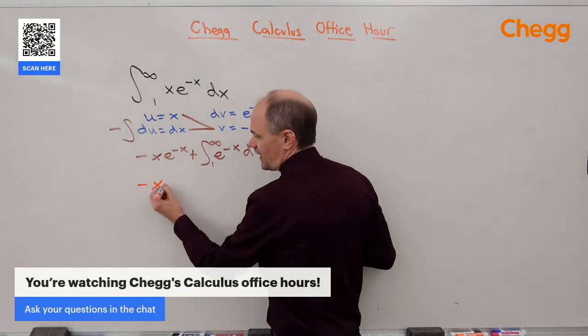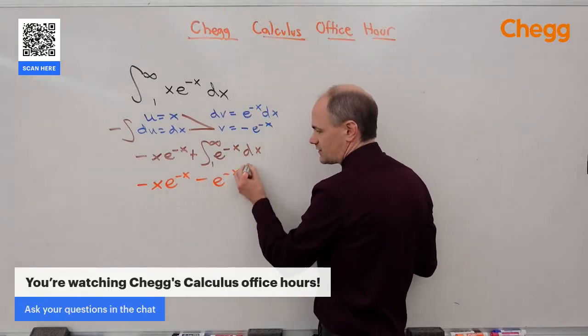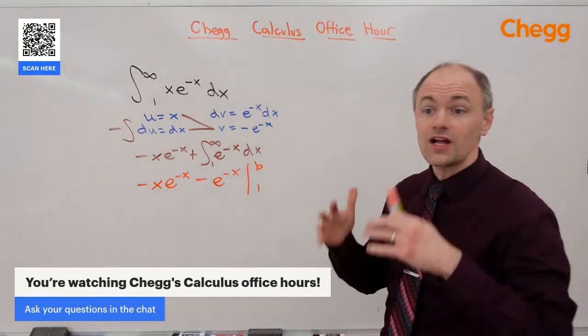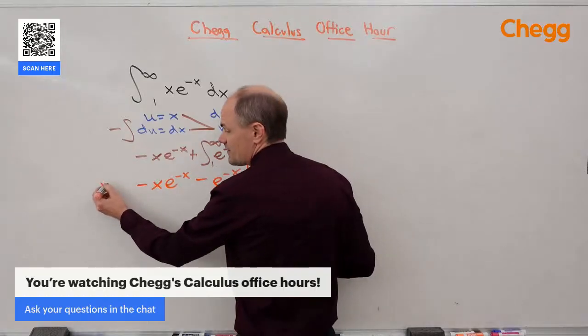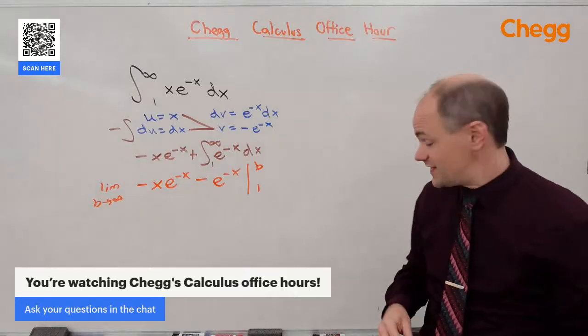So we've got negative x e to the negative x. This comes out to negative e to the negative x, and we're going to integrate that from 1 to, I'm going to call it b. The reason I'm going to call it b is we're actually going to take the limit as that b goes to infinity when we evaluate this.